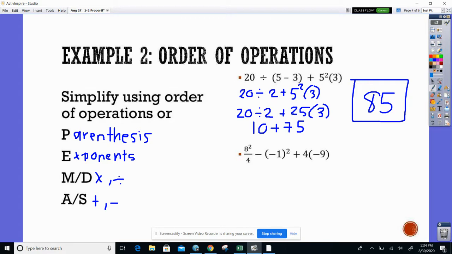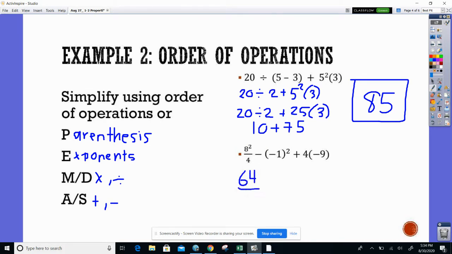First thing we're going to do is look for any parentheses or anything to do inside the parentheses. We have parentheses here, but there's nothing to do inside them. We have them again here, but again, nothing to do inside them. So we'll move on to the next step, exponents. We have a couple exponents, 8 squared and negative 1 squared. So let's deal with those. 8 squared, that's 8 times 8, that's going to give us 64.